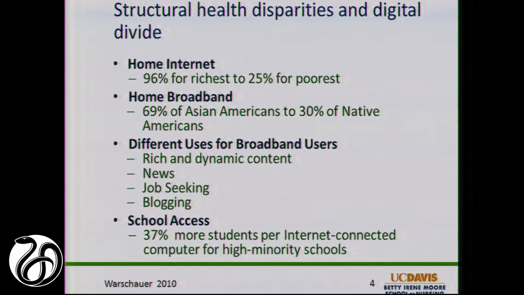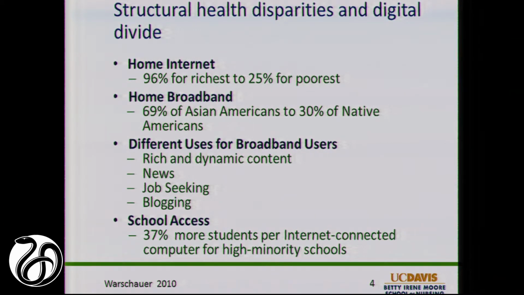For home broadband, which is really critical for most health information technologies, here we have a great divide for the Native American community as well. So the group with the largest percentage of home broadband is Asian Americans, at 69%, whereas only 30% of Native Americans actually have access to broadband in their homes.